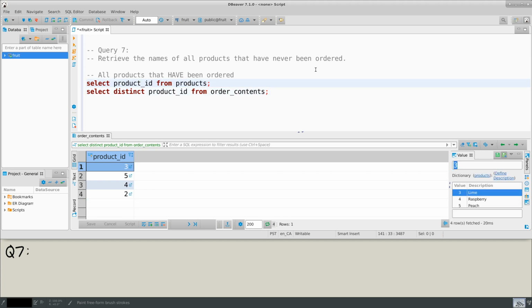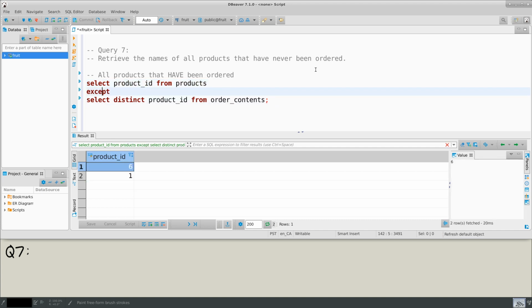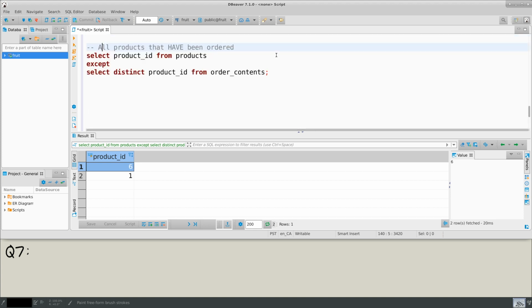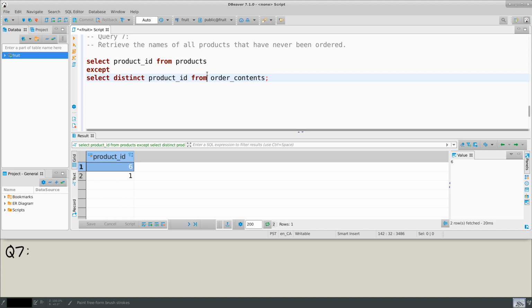So how do I know which products haven't been ordered? Well, I just subtract one from the other. So I will use the except operator, which is the set difference. I will take the set of all product IDs and subtract away all of the product IDs that have ever been ordered. And I will delete this line because it's no longer relevant. And we can see product 6, product 1.